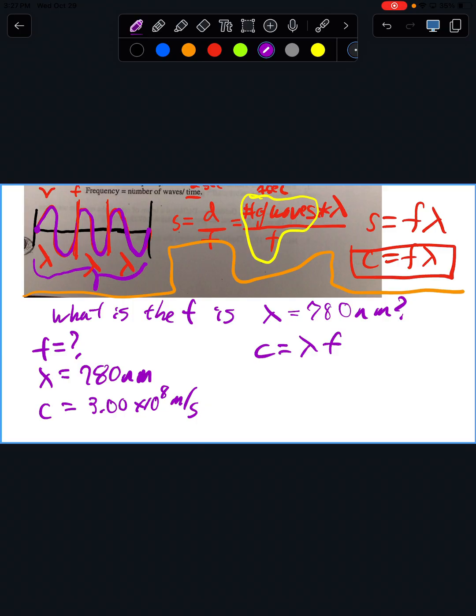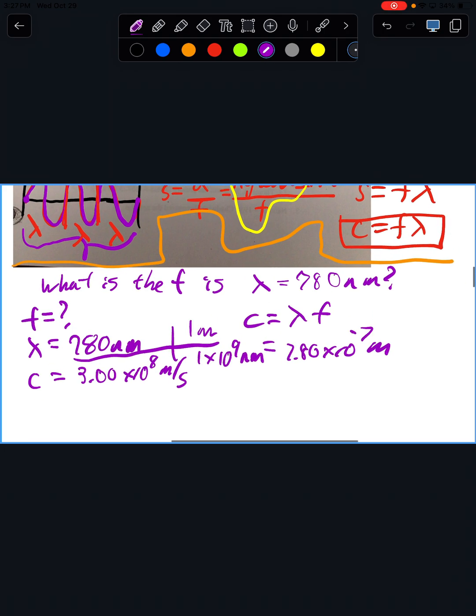When you just plug numbers in, that's when you get things wrong. Because when you look at these things, what's the wavelength in? Nanometers. What's the speed in? Meters. That's a problem. That's why wavelength must always be in meters. That's why we practiced conversion before we did the physics. 1 times 10 to the 9th nanometers is 1 meter. That equals 7.80 times 10 to the negative 7th meters.